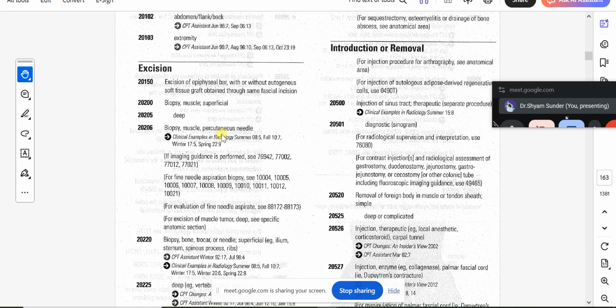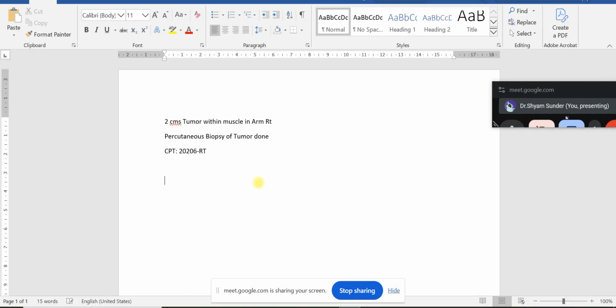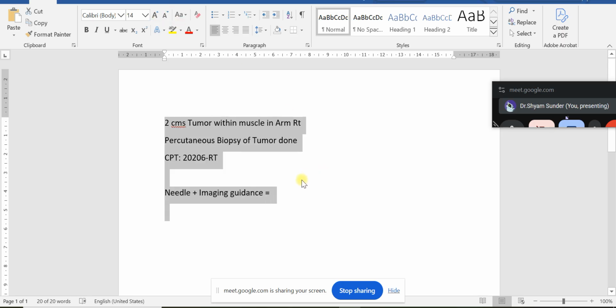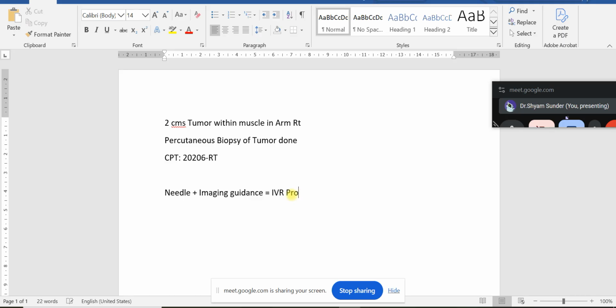Now, if you use imaging guidance, the question here is, what we are doing is using a needle plus we are using imaging guidance also. So what do you call this procedure? There is a question. This is nothing but IVR procedure, interventional radiology.